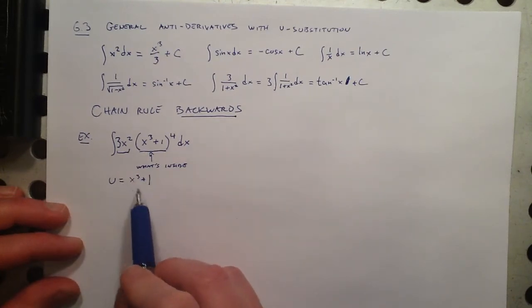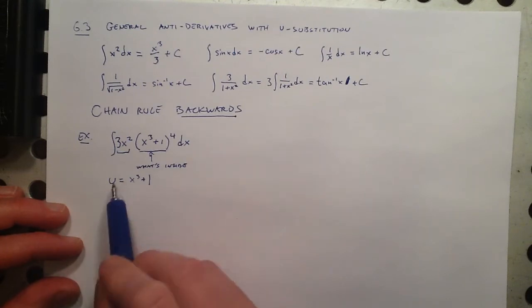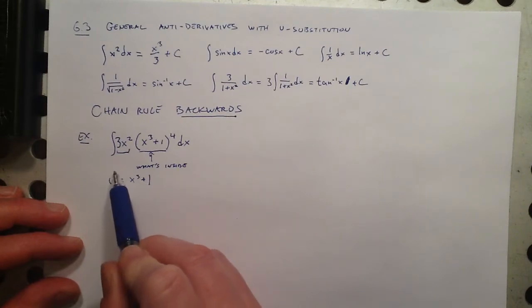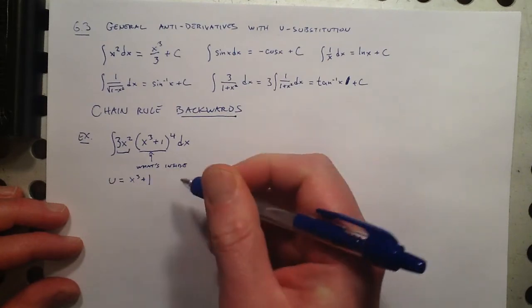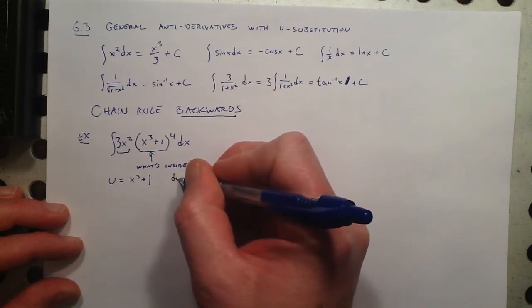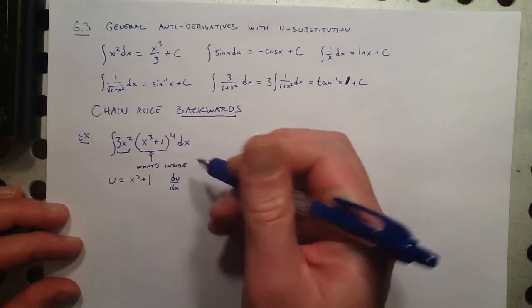So we'll let u equal x cubed plus 1. And then we're going to take the derivative of this. Now if this was y equals x cubed plus 1, then we could say dy dx equals this. And here we'll say, since it's u, du dx, right? It's not y, it's u.